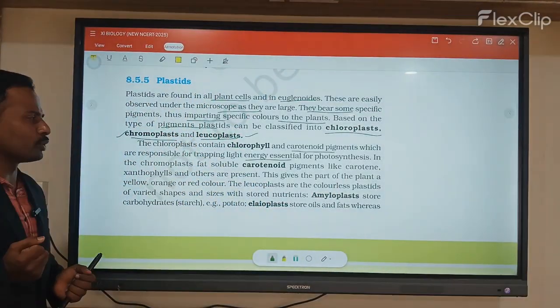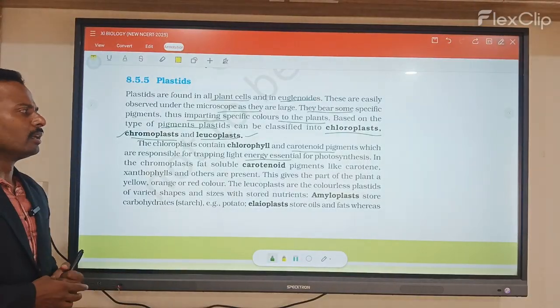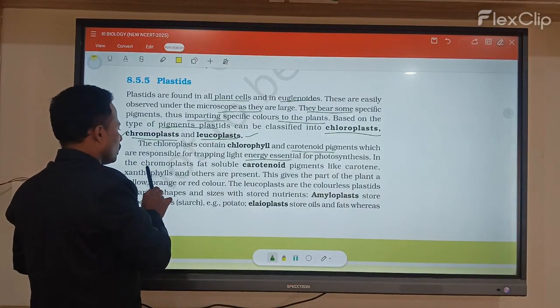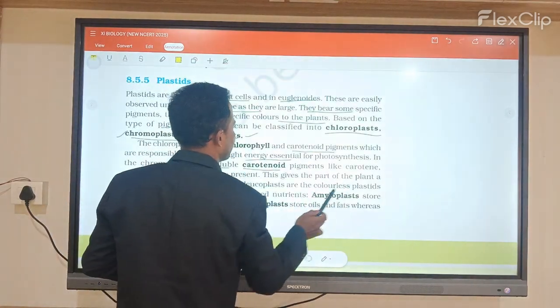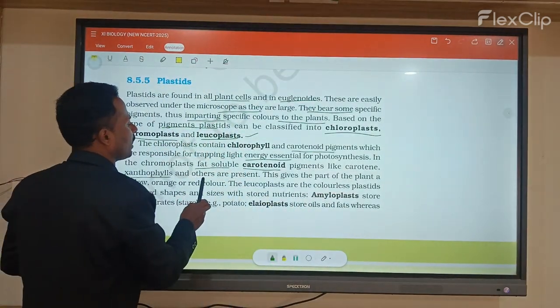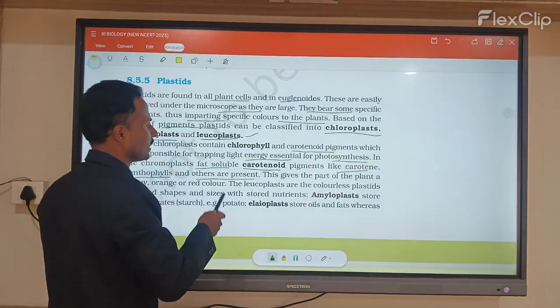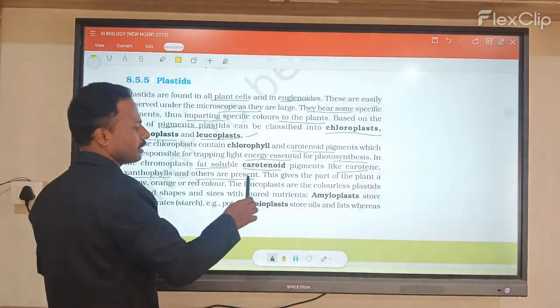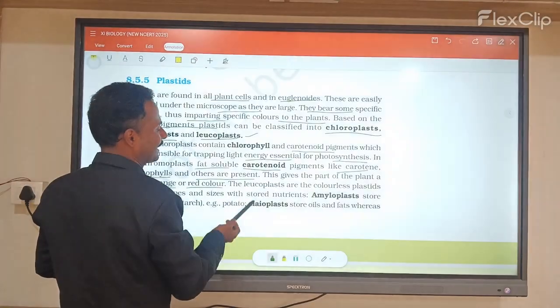So mostly the light energy is taken up by the chlorophyll pigments as well as the carotene pigments. In the chromoplasts, there are fat soluble carotenoid pigments like carotene and xanthophylls, and other pigments are also present. These are responsible for the yellow, orange and red colors in the plant.